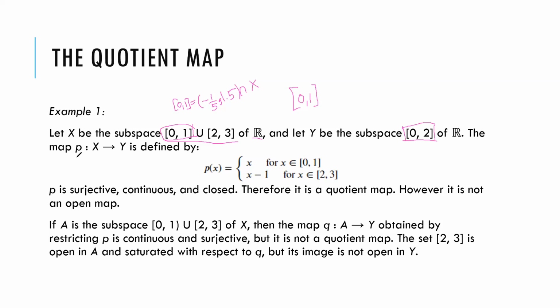And then, if we change, if A is our subspace, which is the semi-closed interval from 0 to 1 in union with the closed interval from 2 to 3 of X, and we get the map Q, which maps A to Y by restricting P, it is continuous and surjective, but it is no longer a quotient map, since now we have the set [2,3], which is open in A, and it is also saturated with respect to Q. But its image, the closed interval from 1 to 2, is not open on R. So it is not a quotient map.